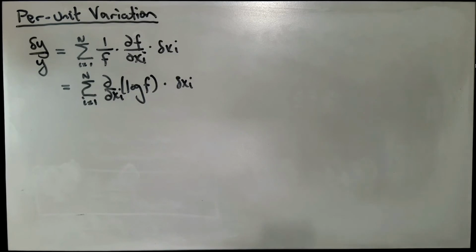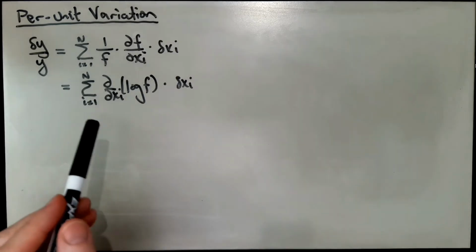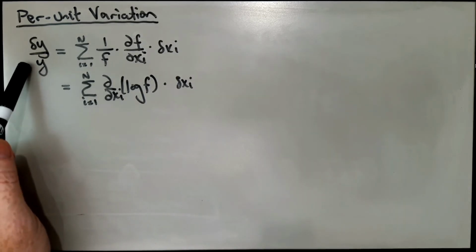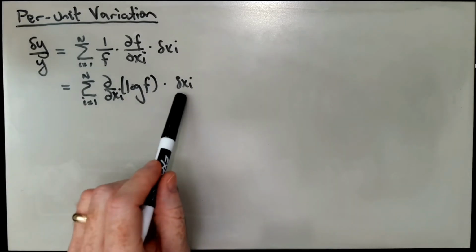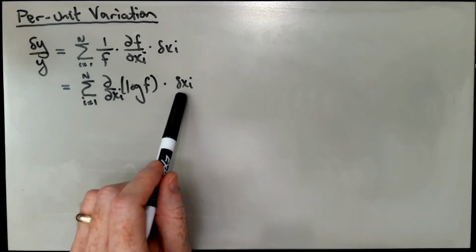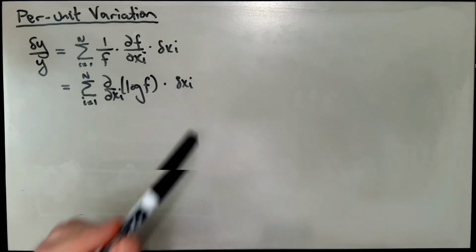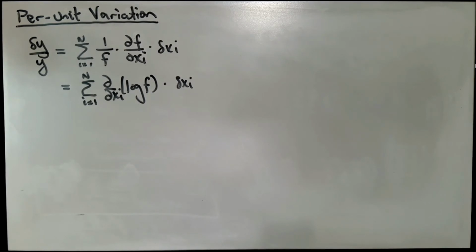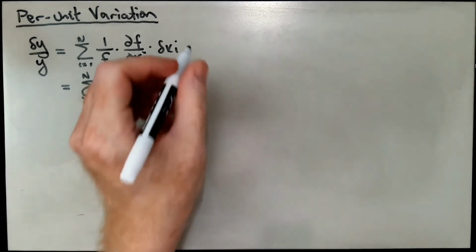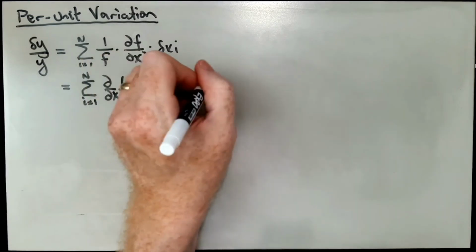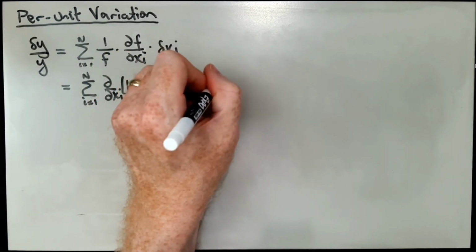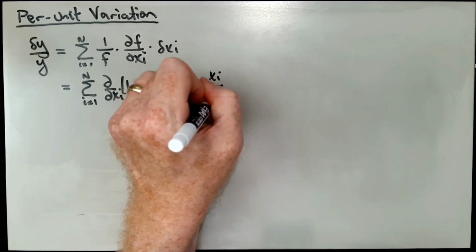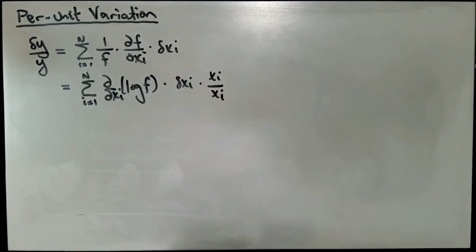And now we'd also like to have this, at the end of the day, per unit variation in y as a function of a per unit variation in the parameters. So we need to get a 1 over x sub i in here. Well, we can always put something like that in by multiplying by 1 in a convenient form. So this would be multiplying and dividing by xi. Now we're assuming here xi is not 0.